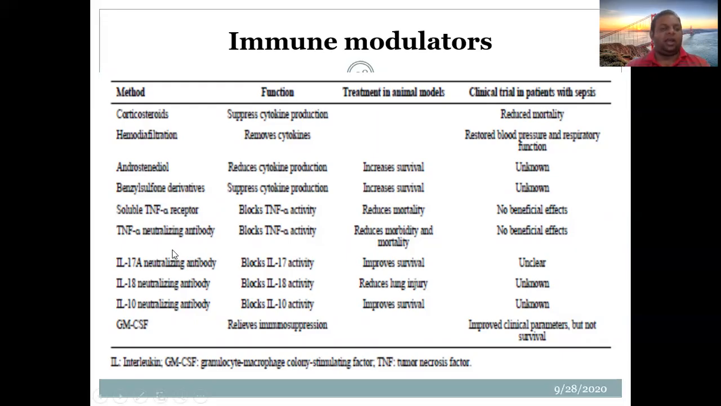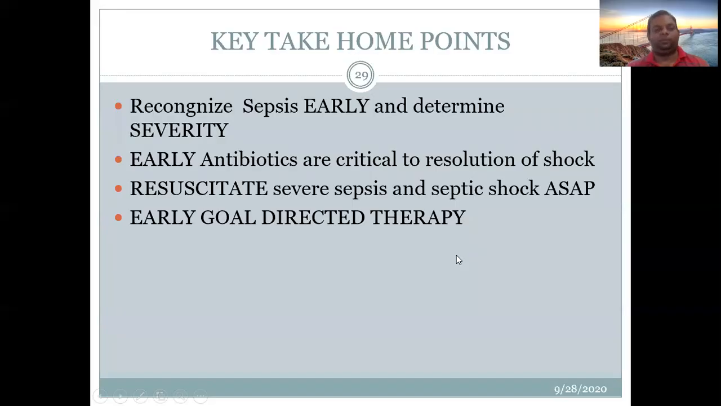As I said earlier, there are interleukin 17A neutralizing antibodies, but they are raw and unclear. Likewise, granulocyte-monocyte colony-stimulating factor improved clinical parameters but not survival. So the take home message is: recognize sepsis early and determine the severity. Early antibiotics are critical. Resuscitate; early goal-directed therapy is very important.